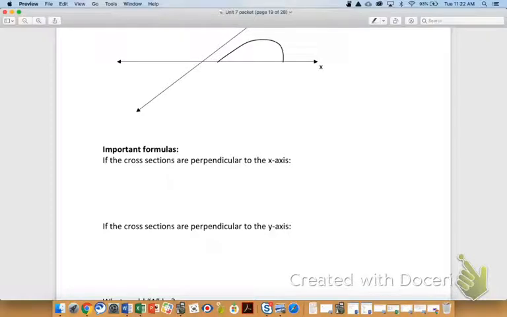If I have a region like this and I'm going to try to grow cross-sections out of it, what I am not going to do is rotate anything around anything. That region is just going to stay right there. Instead of rotation, I'm going to be growing cross-sections out of this. So I could grow rectangles.